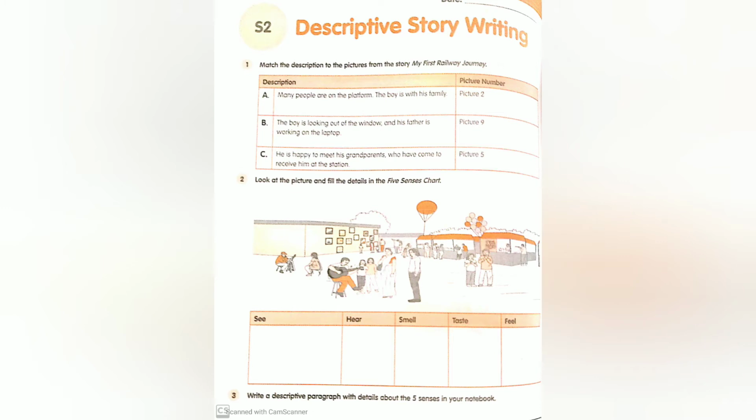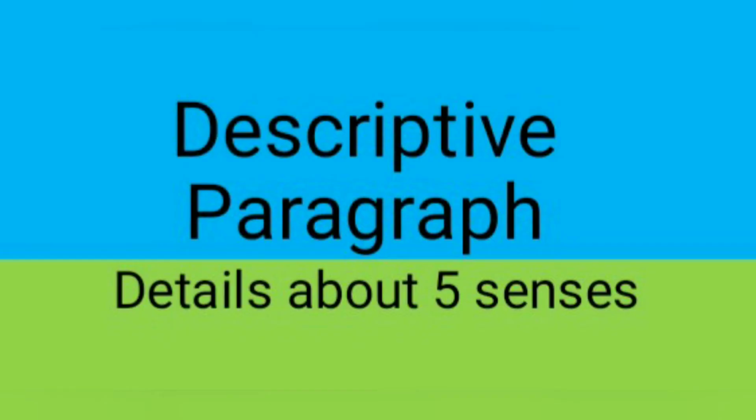Look at the picture and fill the details in the five senses chart. C. I see a lot of people are enjoying in the fair. Here, a lot of people are laughing and talking. Smell: cake, popcorn. Taste: cake, sweet; popcorn, salty. Feel: happy and excited. Write a descriptive paragraph with details about the five senses in your notebook.